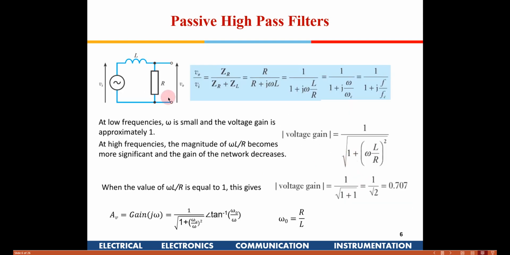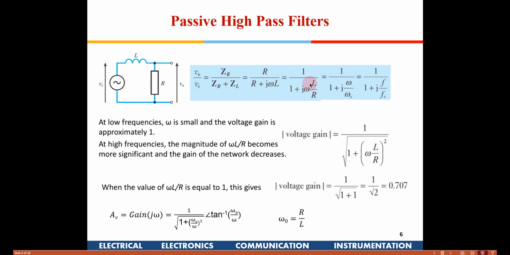Now the same circuit, same functionality can be obtained by using an inductor and a resistor. Only thing is the places of the inductor and resistance have been swapped here. So if I write the voltage equation out here, V0 will be ZR divided by ZR plus ZL. Again, ZL can be written as j omega L, and then I divide by R. So I write j omega and L by R.